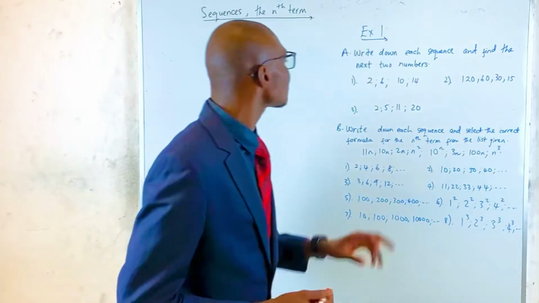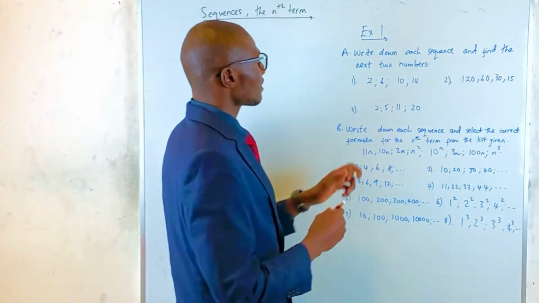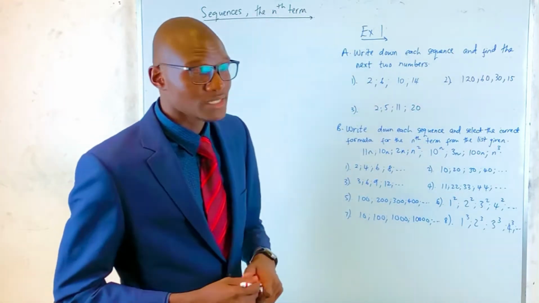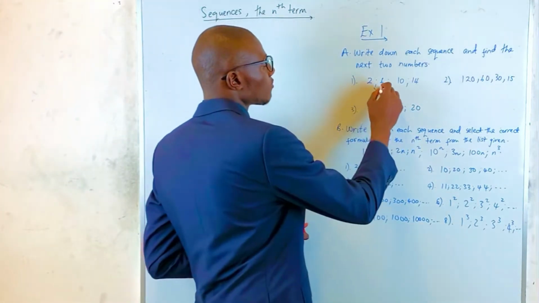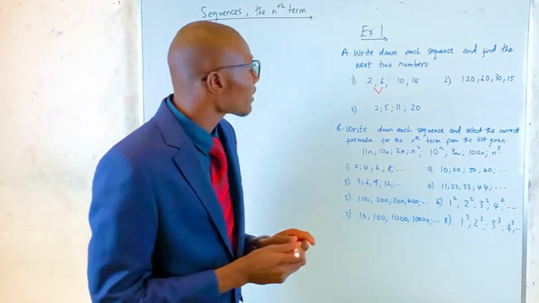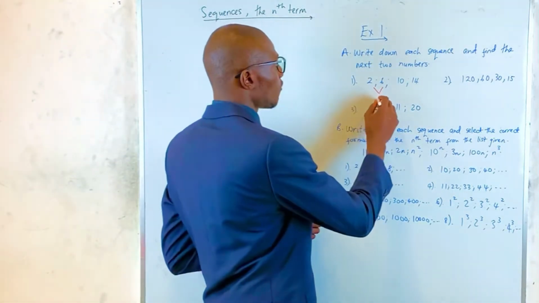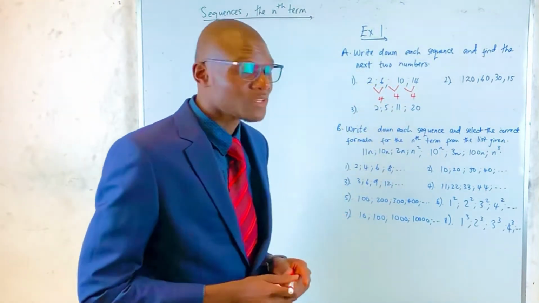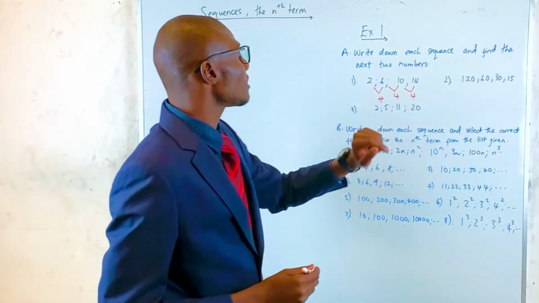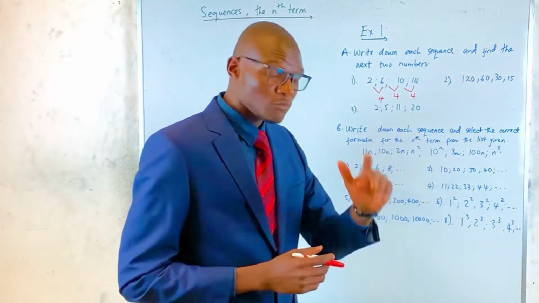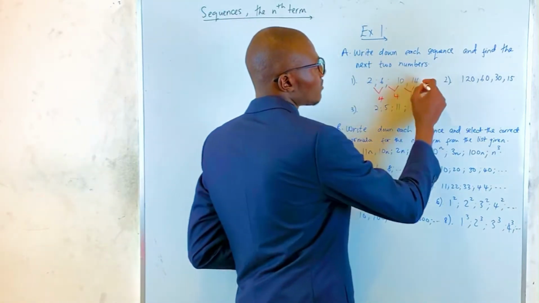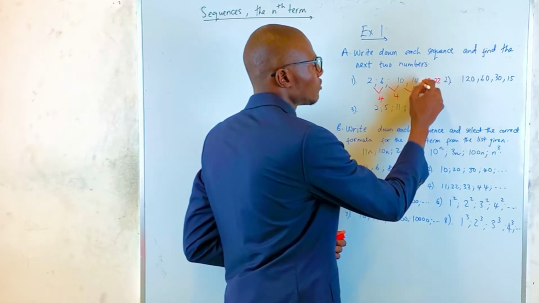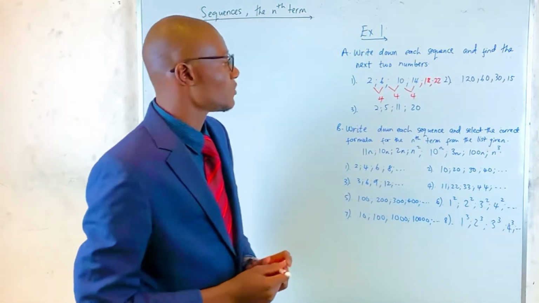So if we take a look at number 1 here, we see that we've got 2, 6, 10, 14, and so forth. As you can see, from 2 to 6, the common difference here is 4. Then from 6 to 10, we've got a difference of 4. From 10 to 14, we've got a difference of 4. So of course, the next two terms shall have differences of 4, then 4. So the next term shall be 14 plus 4, that will be 18. Then the next term will be 22. So those are the next two terms.